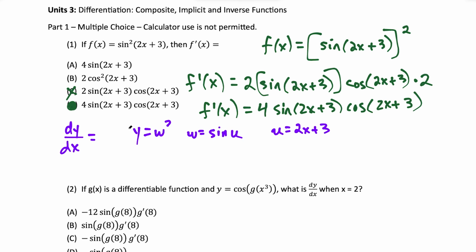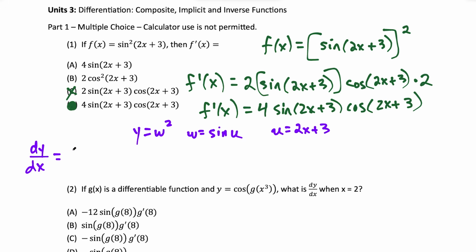So if we look here and we just do the substitution, you'll notice that if I plug u in for sine u over here and I plug w into this equation over here, that's going to give us exactly what we started with, the sine squared of 2x plus 3. But now I just have to think about the chain rule a little bit differently. I'm going to have to think about this in a slightly longer form.